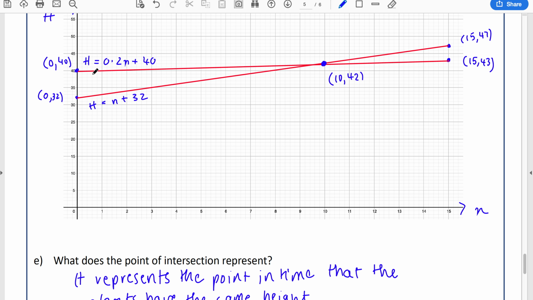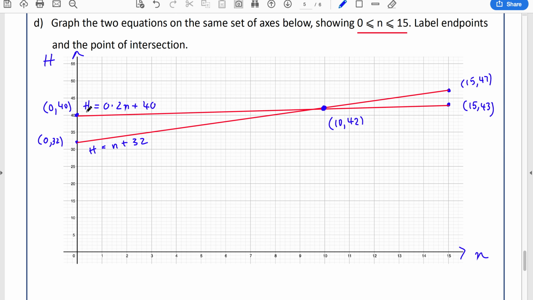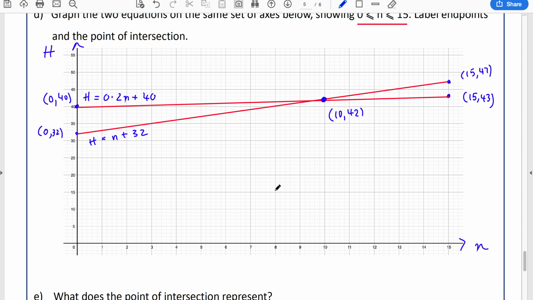So before that, the fiddly fig was taller. At this point, they're the same, but then after that, the Swiss cheese plant, the Monstera, is taller. So you see they've swapped, and they've swapped because one of them is growing faster than the other one.